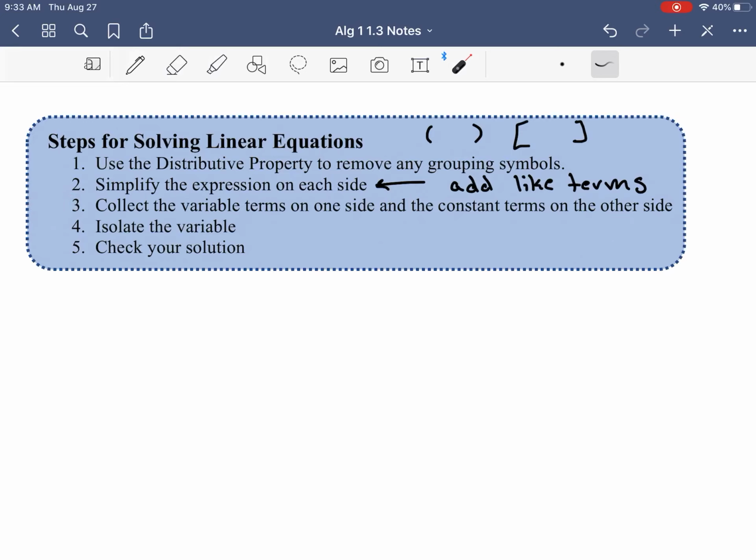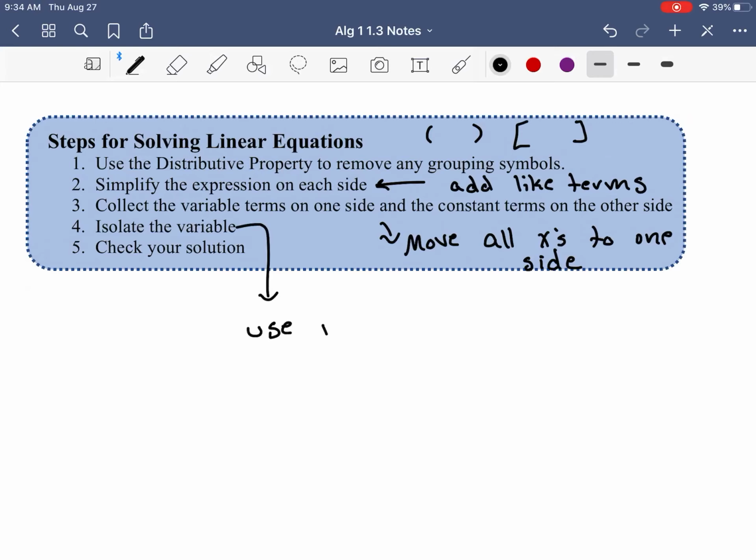Next, collect the variable terms on one side and the constant terms on the other. So basically move all x's to one side. Doesn't matter which side. Next, isolate the variable, get the variable all by itself. To isolate the variable, we use our inverse operations. If it's add, we subtract. If it's multiply, we divide, and so forth. So we want to use our inverse operations.